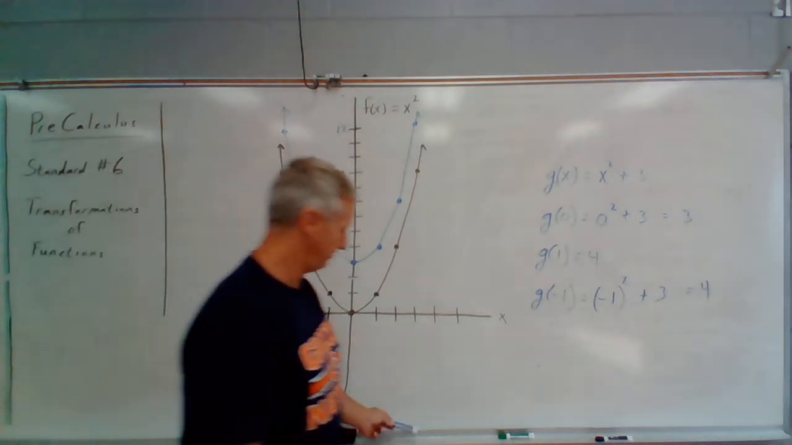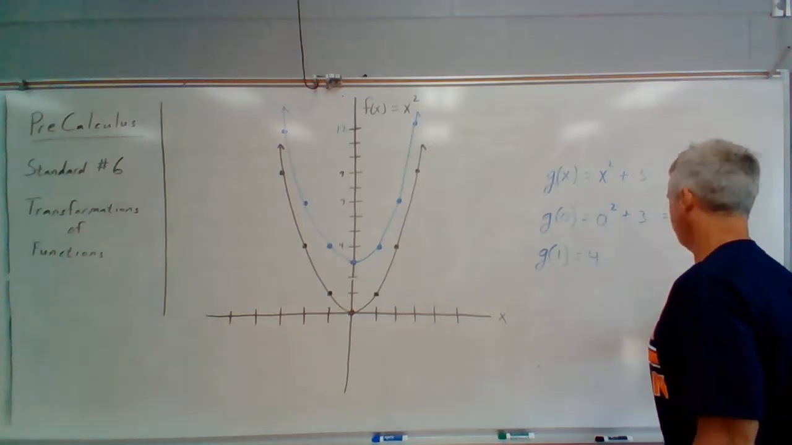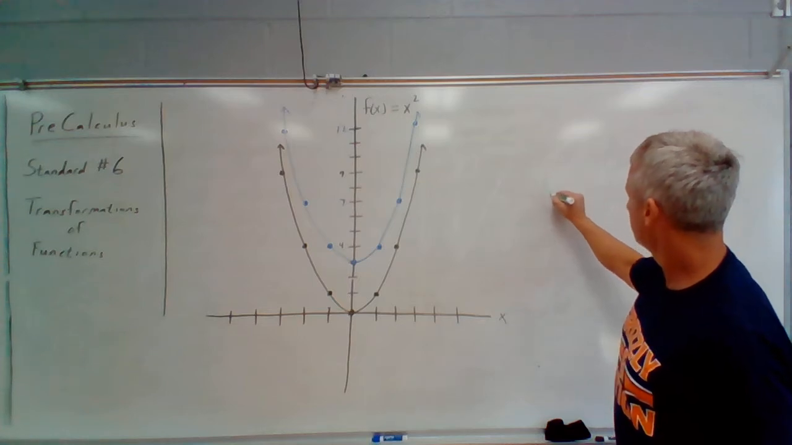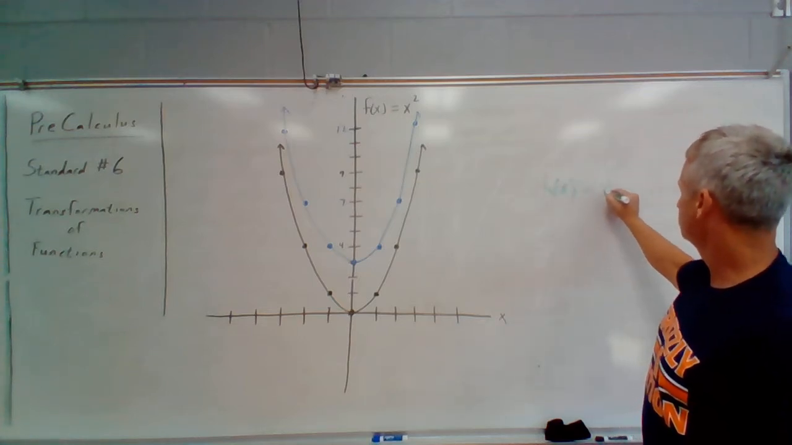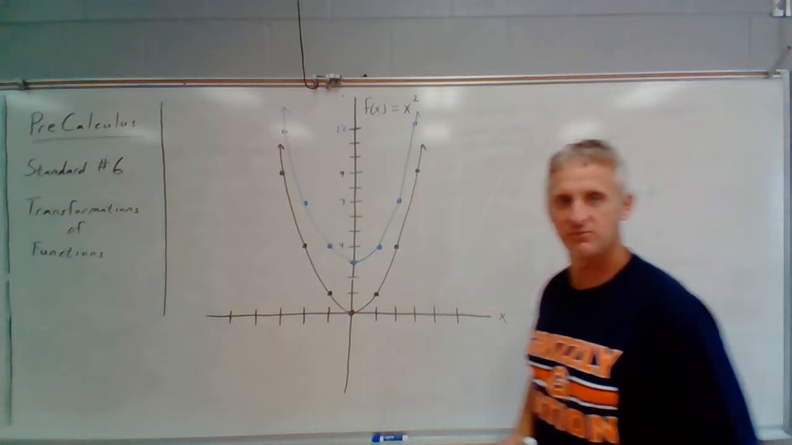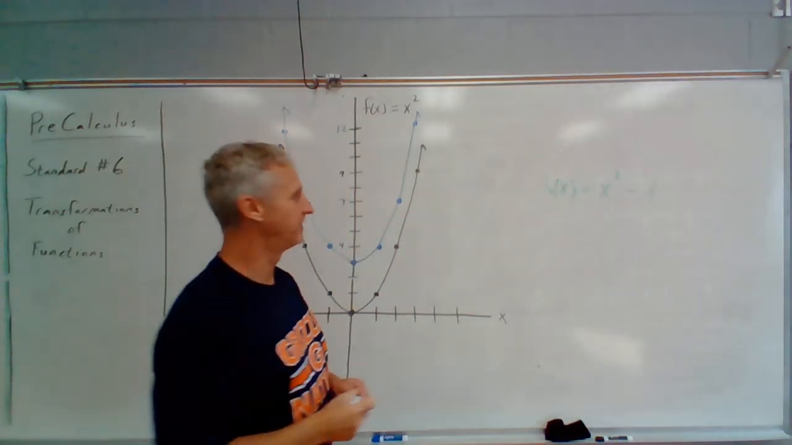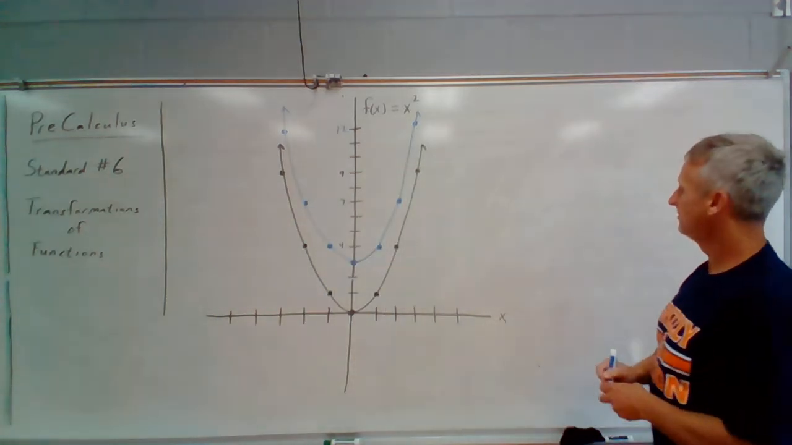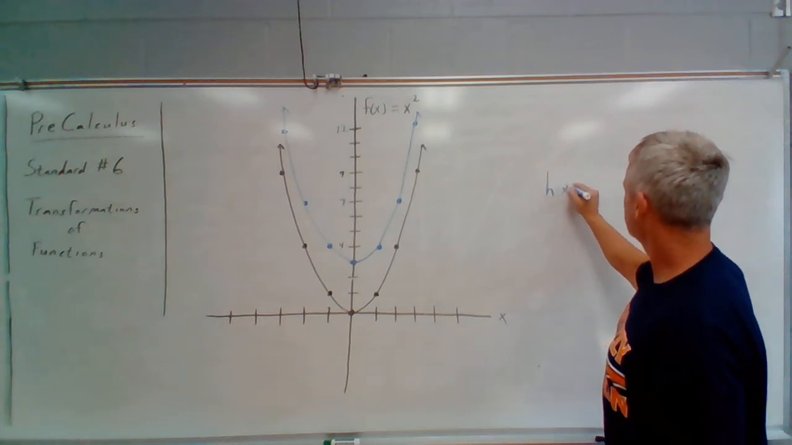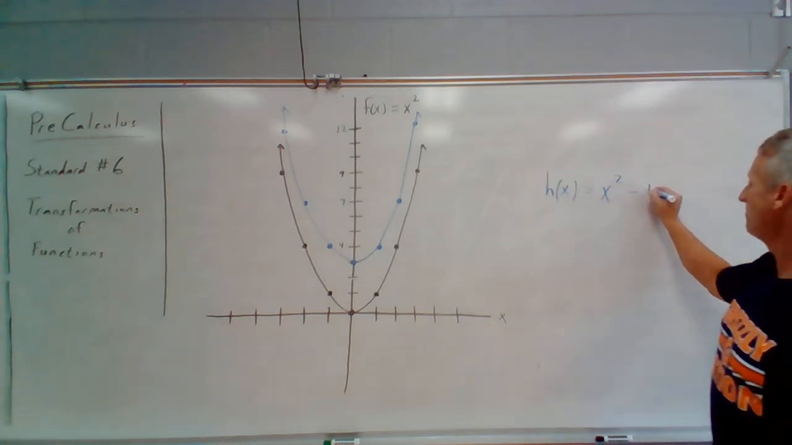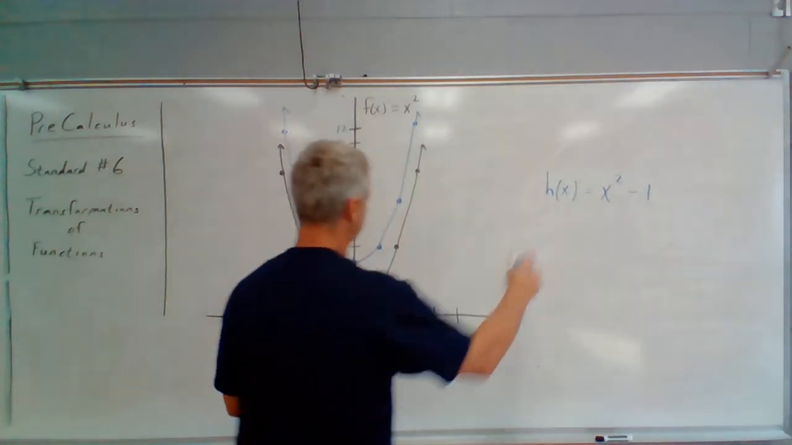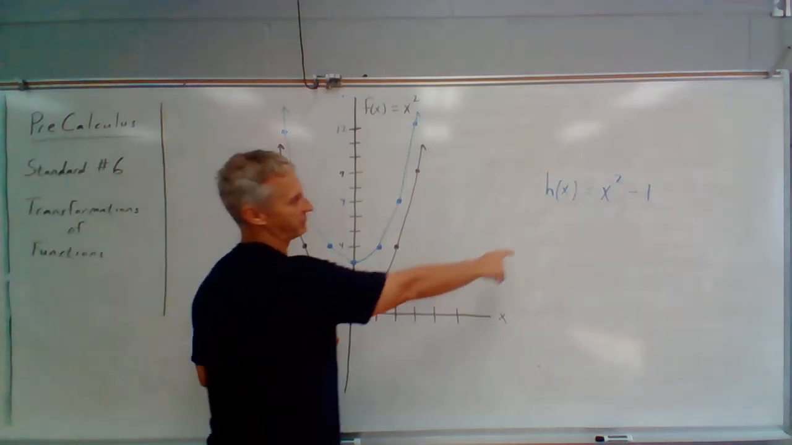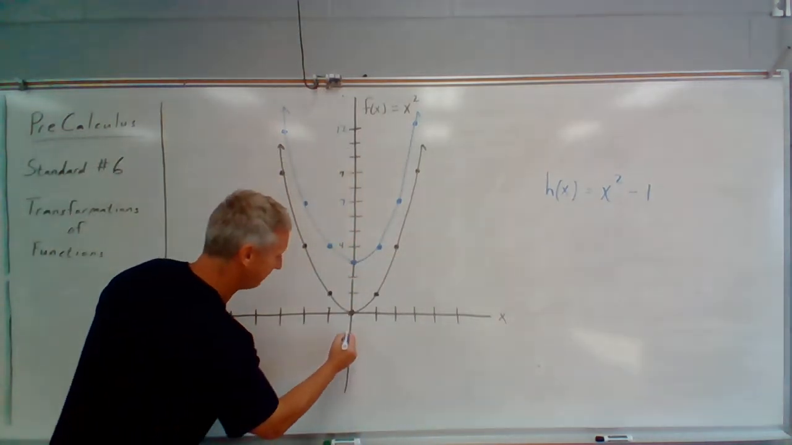Okay, let's try another example. So let's do h. So h of x is equal to x squared minus 1. I don't know if you guys can see that. Maybe we should do blue again. Let's do h of x equals x squared minus 1. If I want to graph this new function h, let's find the initial value. I'll plug in 0 for x, and I'll get a negative 1.